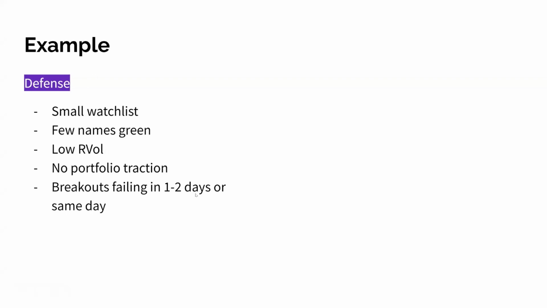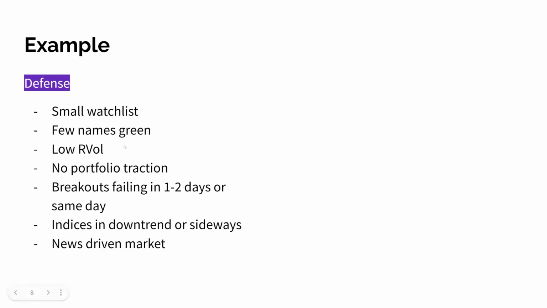Breakouts would be failing in 1 to 2 days or the same day. So if I take a look at my past 10 trades or my past 20 trades, I would see that I would buy a breakout and then the next day it fails and stops me out. And none of them would have followed through for even 3 to 5 days. And indices in this situation generally would either be in a downtrend or a sideways trend.